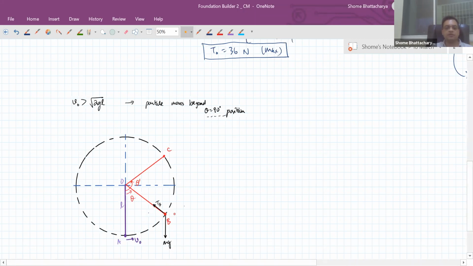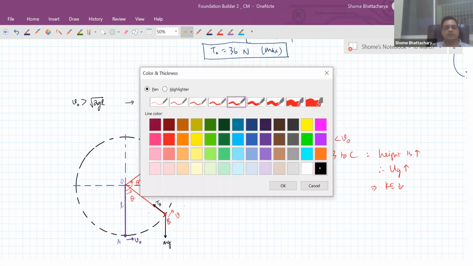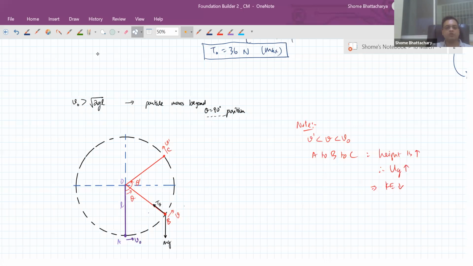So let's say at this point of time, the speed was some v1, or v. But now at the point C, the speed is becoming some v prime. So obviously you can see that v prime will be even less than v, and v is less than v naught, because from A to B to C the gravitational potential energy, or height, is increasing. So obviously kinetic energy will be decreasing. So that's one thing we understand. The speed is becoming lower and lower as you go on. But also what I was talking about earlier, the difference between how tension acts with respect to weight.